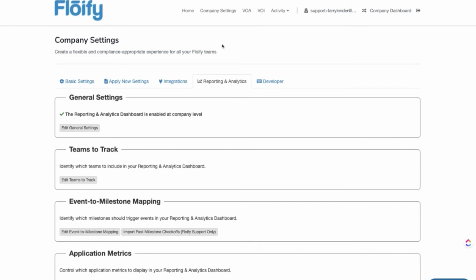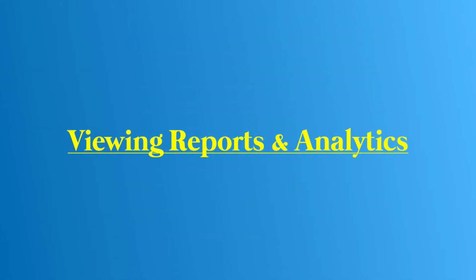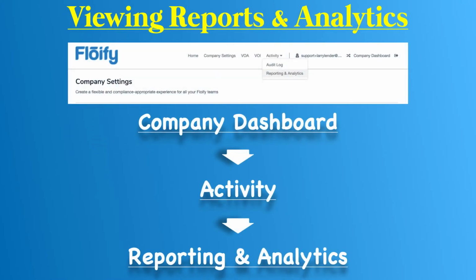And then next, we'll go ahead and cover the reporting and analytics and where to view this. All right, so viewing reports and analytics. Okay, now this is going to be in your company dashboard again. Now you're going to click activity on the top navigation bar there. And what you're looking for is reporting and analytics here. Okay, so this is going to be in your company dashboard. You're going to go to activity, reporting and analytics.